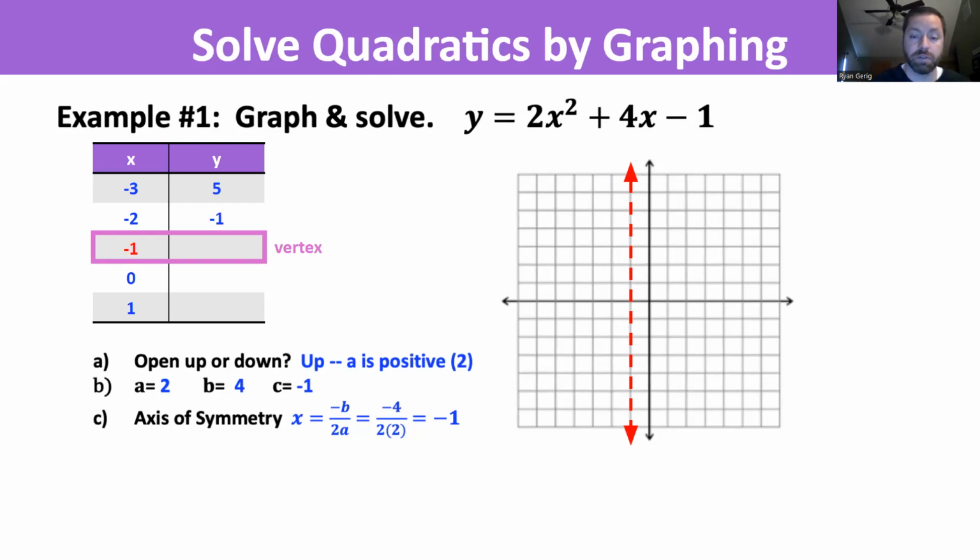-2 squared is 4. 4 times 2 is 8. 4 times -2 is -8, so 8 and -8 makes 0. 0 minus 1 is -1.